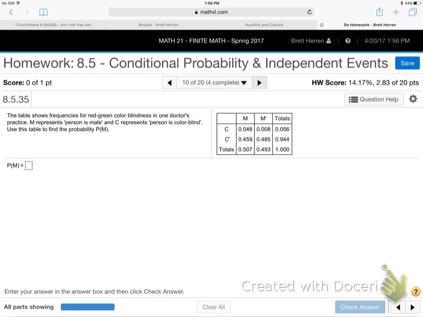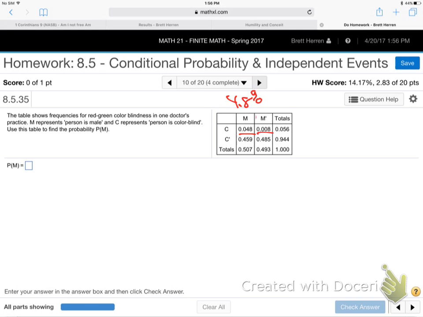So this is all the patients that come into this doctor. Basically, let's see this right here. That is 0.048, in other words, 4.8%, right? 4.8% of them are C and M. That's the intersection of C and M, right? So what is C and M? C is colorblind and M is male. So another 4.8% of the patients that come to this doctor are colorblind males. That's what that's saying. 0.048 is the same as 4.8%, right?